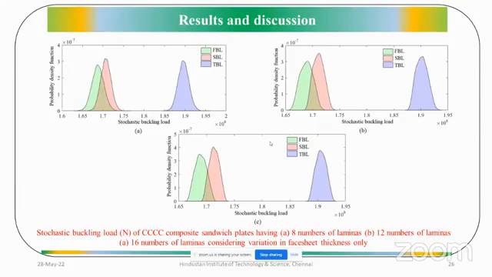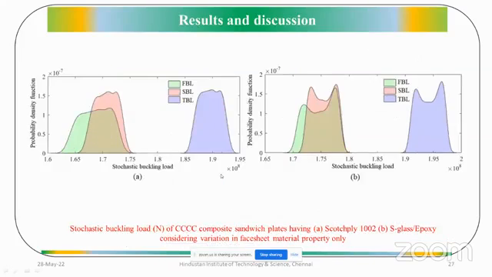These are the different parametric studies for different ply orientation angle, core thickness, and number of layers. This figure represents different numbers of layers: for 8, 12, and 16 lamina, how these overlapping zones come into the picture. This is for different material properties. The first one is for Scotchply 1002, and the second one for S-glass epoxy.